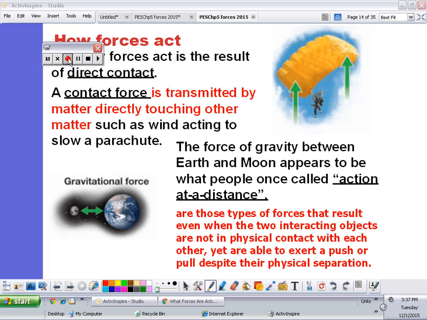So the force of the gravity between the Earth and the Moon appears to be what people once called an action at a distance, or at a distance force. These are the opposite of a contact. There is no contact between the two types of matter or objects here. But yet they are able to exert or push or pull and cause movement of an object.